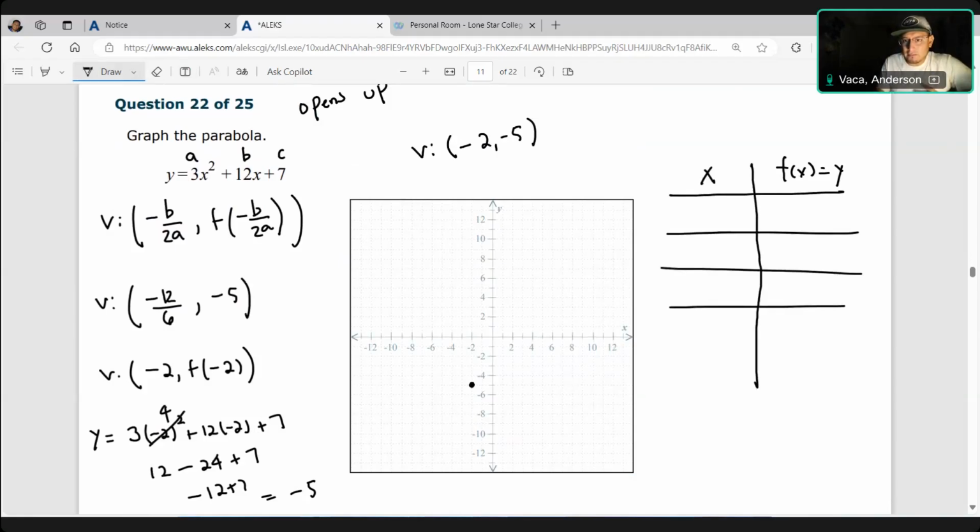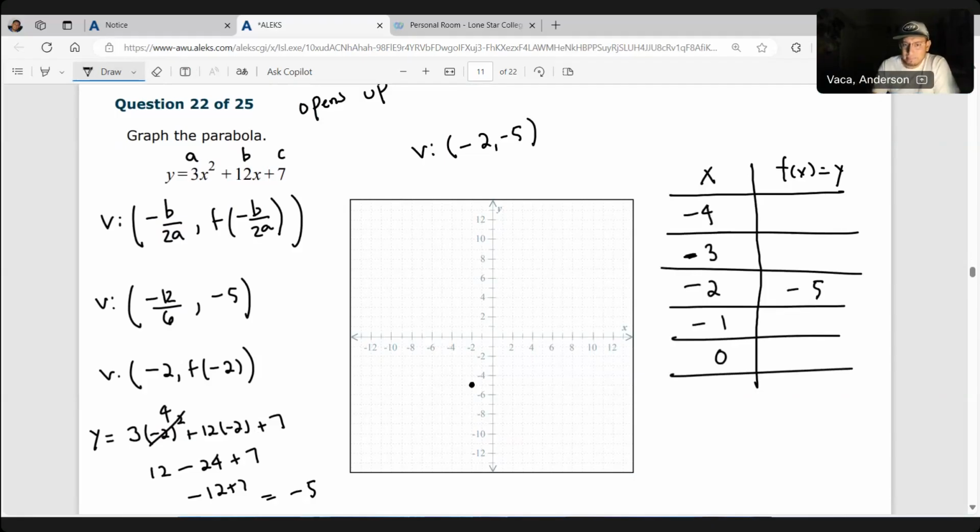Two, three, four, 5. Here I'm going to put negative 2. Here I'm going to put negative 5. And I'm going to choose some values to the right. And I'm going to choose some values to the left of the vertex. Negative 3, negative 4. And I'm going to plug them in.